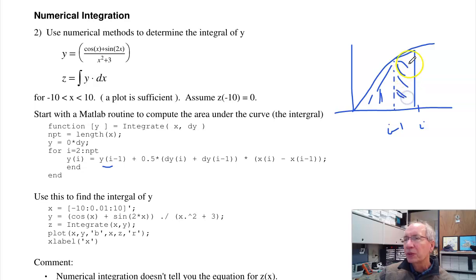Now using the trapezoid rule, the area of a trapezoid is the average of the two heights, y of i minus 1, y of i, times the width. The width is x of i minus x of i minus 1. So height times width is area. Add it to it, and keep going.